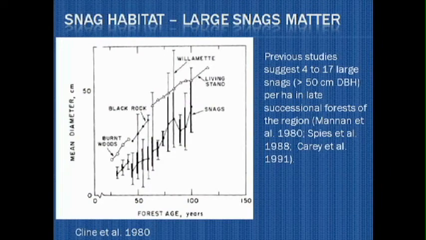Now I'm going to transition a bit and talk about snags, and particularly snags as habitat. Large snags, particularly those over 50 centimeters or 20 inches, make especially good habitat for a variety of organisms. Younger stands, such as those in the density management study, often have a variety of smaller snags, but they can often lack these larger snags. This is a graph from an older paper that shows that as forest age increases, the average size of the snags also increases. Some previous studies have found that we can have from 4 to 17 large snags per hectare in forests of this region.